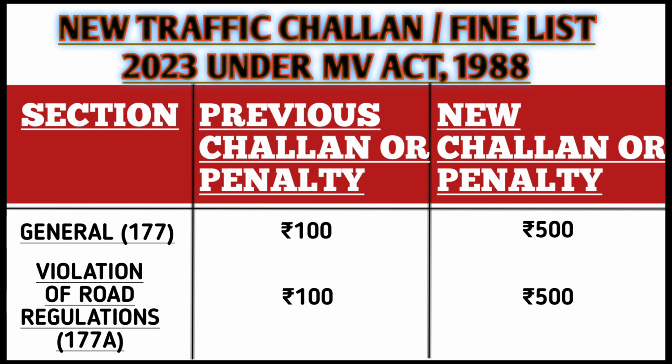Firstly, there is section 177 which covers the violation which is not being listed in any of the other violations, and the person who is found committing such a violation is imposed with a penalty of ₹100 prior to the amendment, and after the amendment the penalty has been increased to ₹500. The next is the violation of road regulations which is under section 177A. The penalty which was imposed prior to the amendment was ₹100 and which was increased to ₹500 after the amendment.